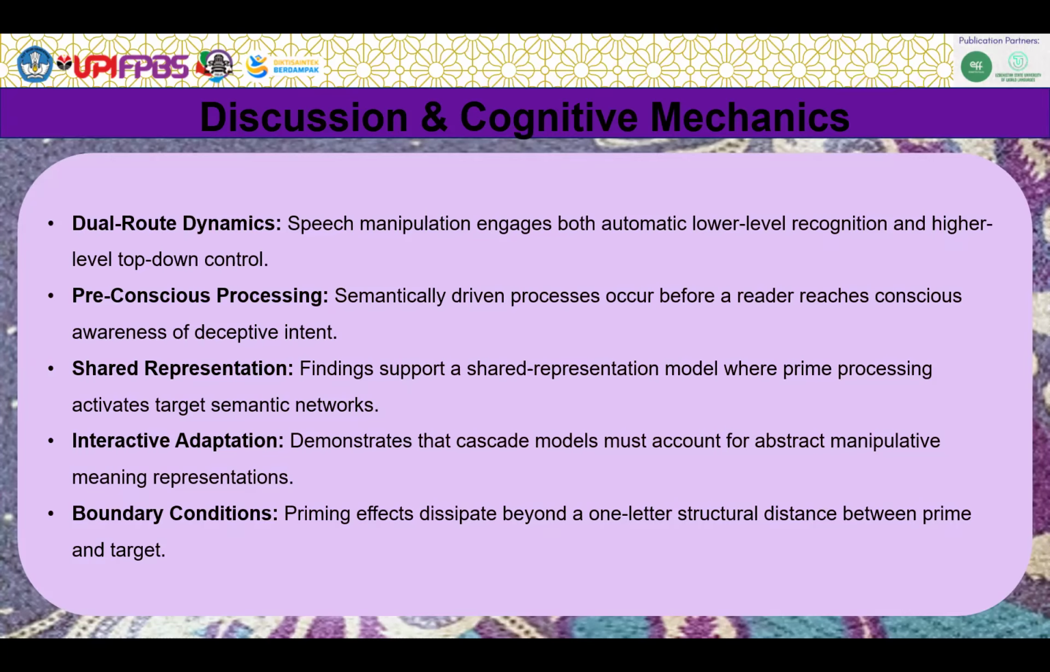The findings of the research support a shared representation model where prime processing activates target semantic networks. Interactive adaptation also demonstrates that cascade models must account for abstract manipulative meaning representations. And at the same time, we should also note the boundary conditions of the research: priming effects dissipate beyond a one-letter structural distance between prime and target.